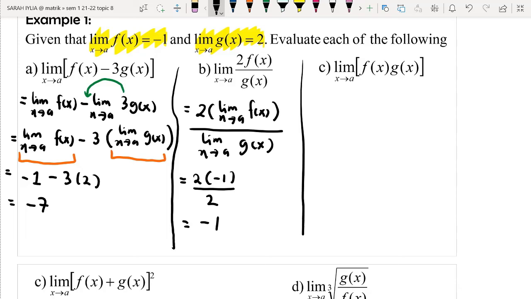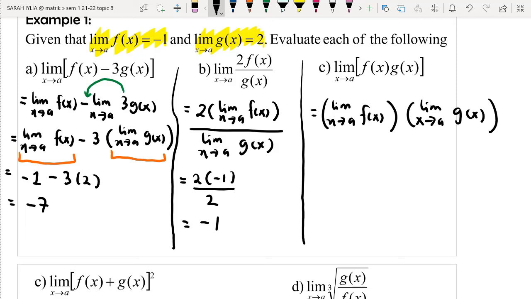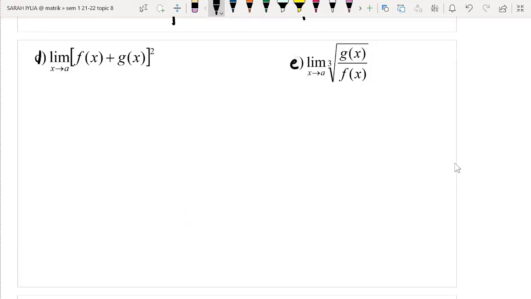Moving on. For question C, we have the limit of f(x) times g(x). By using the product properties, we can split this up and this will be the limit of x approaches a of f(x) times the limit of x approaches a of g(x). Now we substitute one by one. So f(x) will be negative 1, g(x) will be 2. So the final answer here is negative 2. Okay, settled.